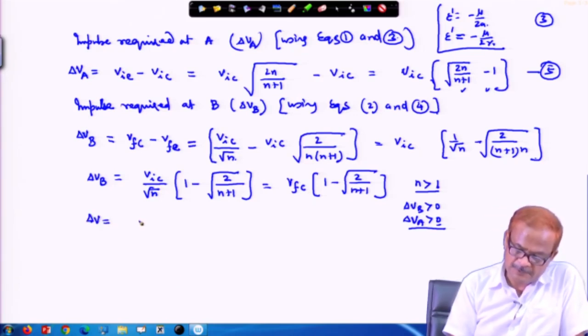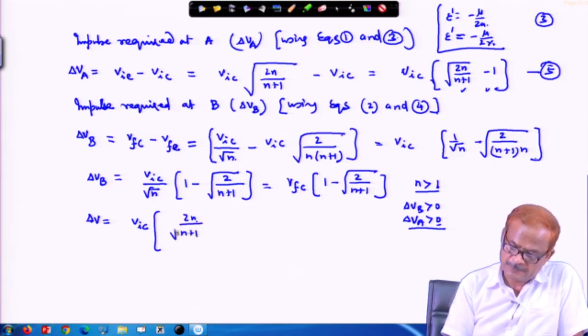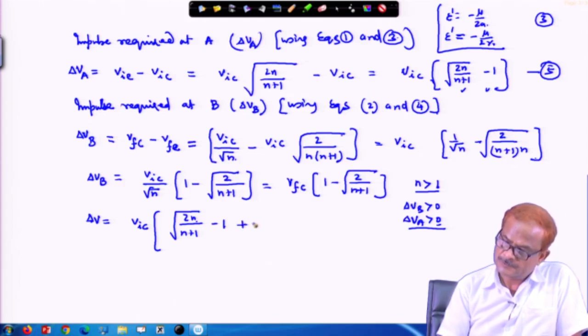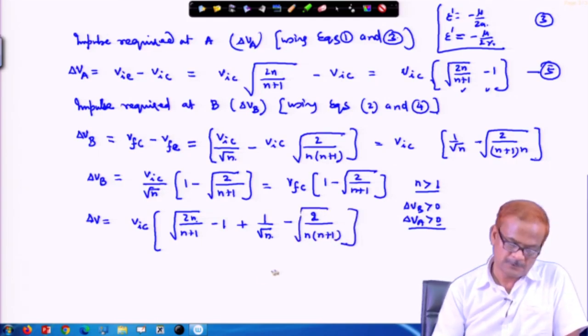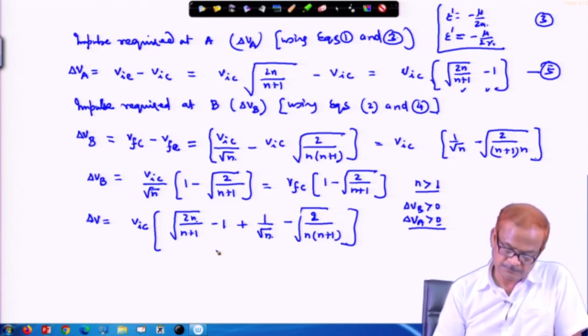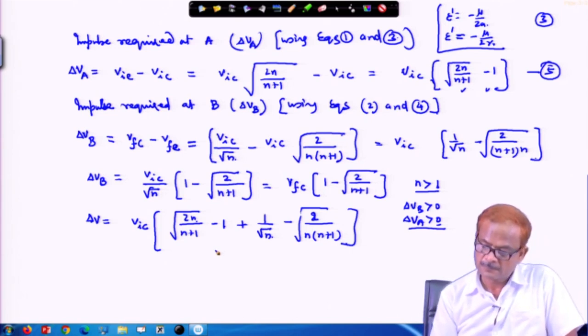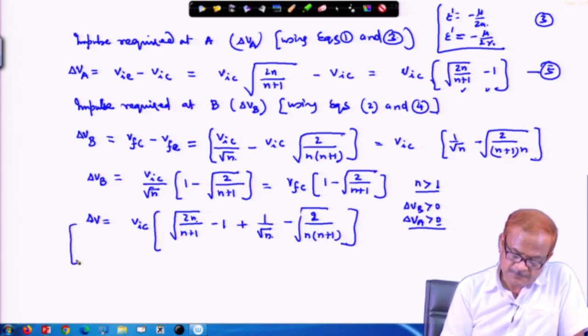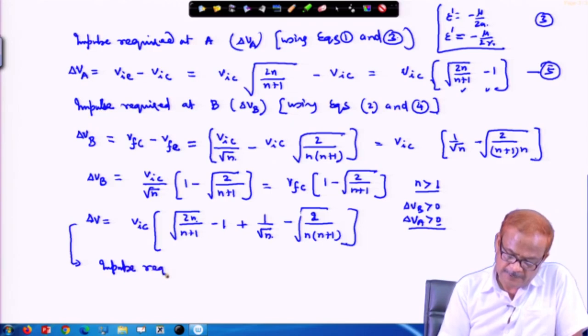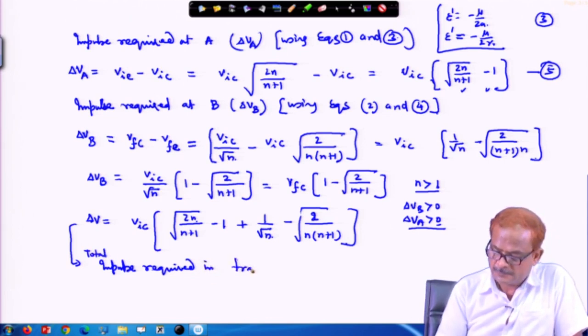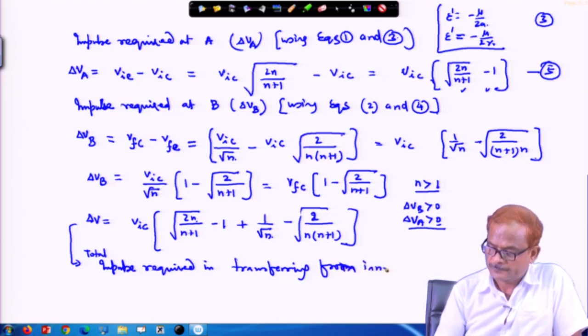and therefore delta V, the total impulse required, is VIC can be taken as common, 2n by n plus 1 under root minus 1 plus 1 by root n times 1 minus 2 divided by n plus 1 under root. Okay, so this is the total impulse required in transferring from inner to outer orbit.